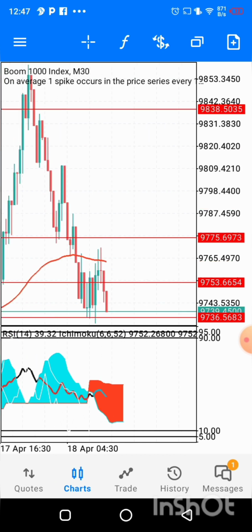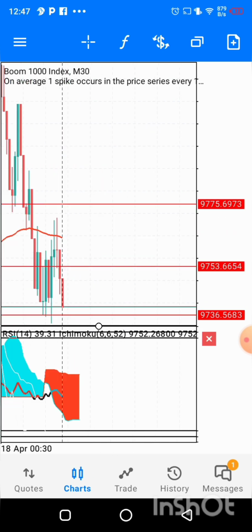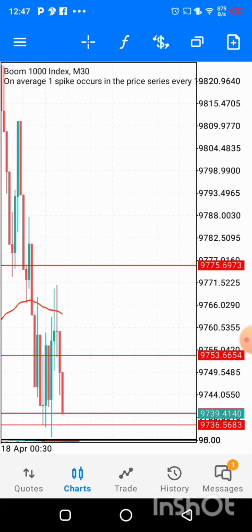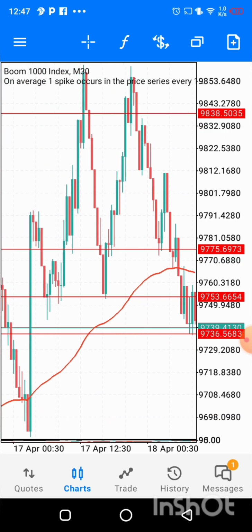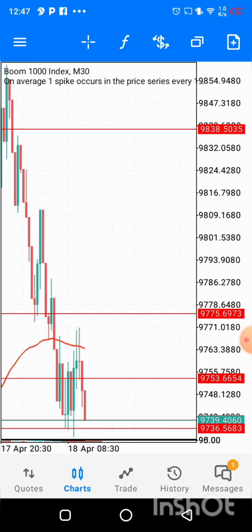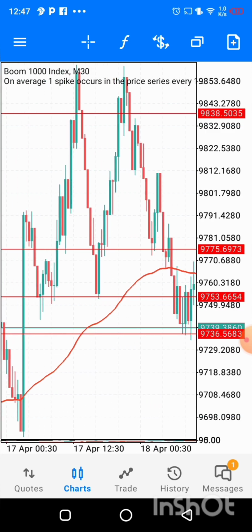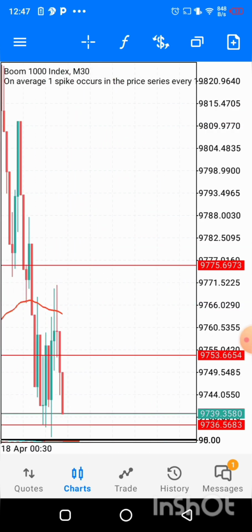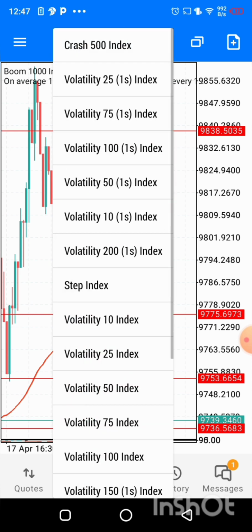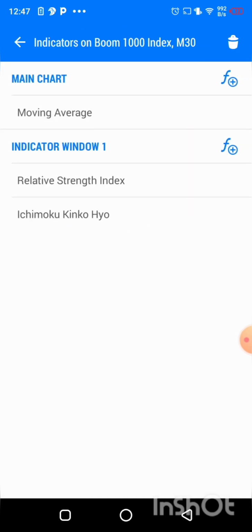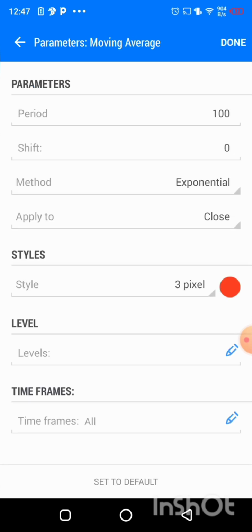Before you start placing those indicators, I want to show you guys how to add them. The first indicator you need to bring in will be your MA. Bring your MA on the main chart. You need to bring your MA, right?